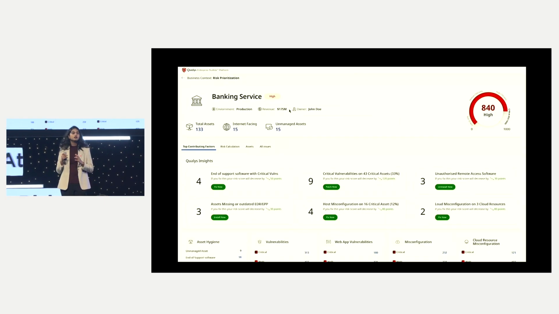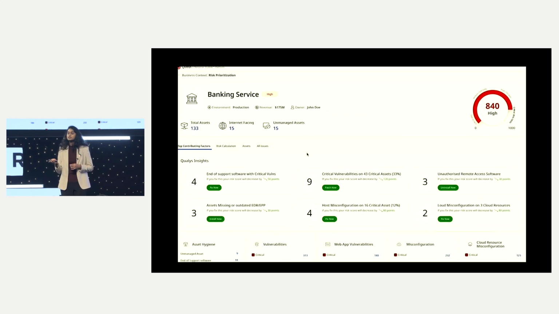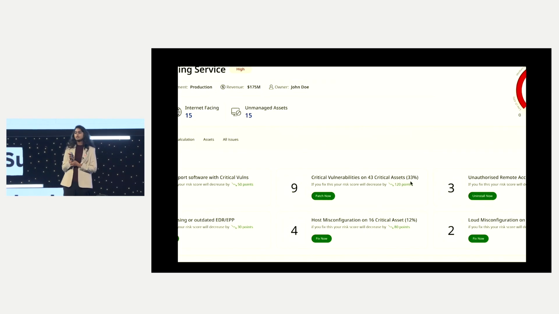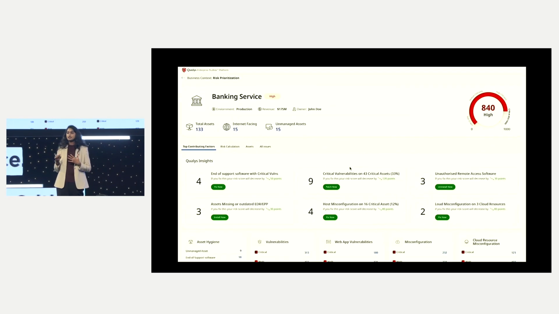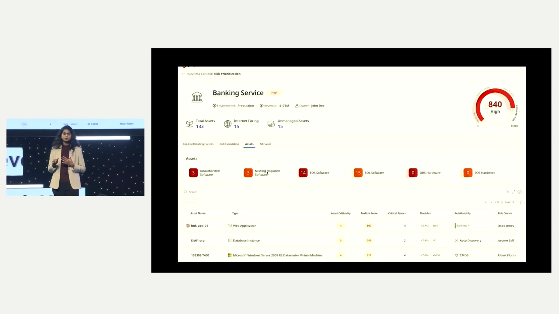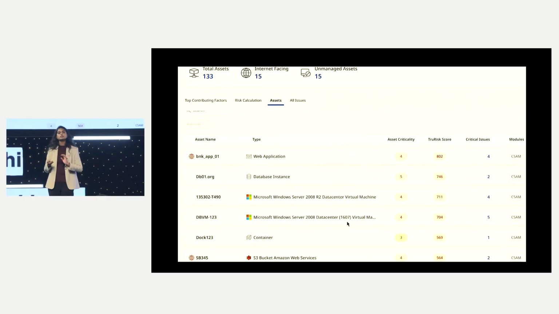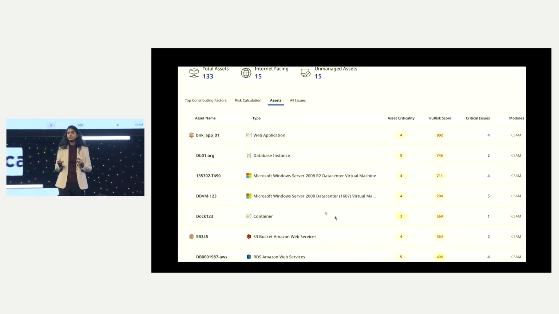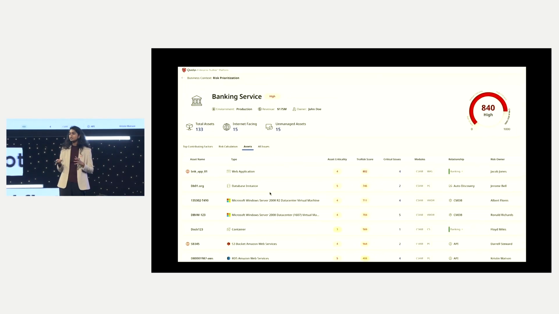Now, let us deep dive into this and see what we have on the table for us. With this we are also getting to see what our critical vulnerabilities are, what our critical assets are, and how many of them are internet exposed. This information is really important for us, and importantly we get to see all the components associated with this business application in one place.